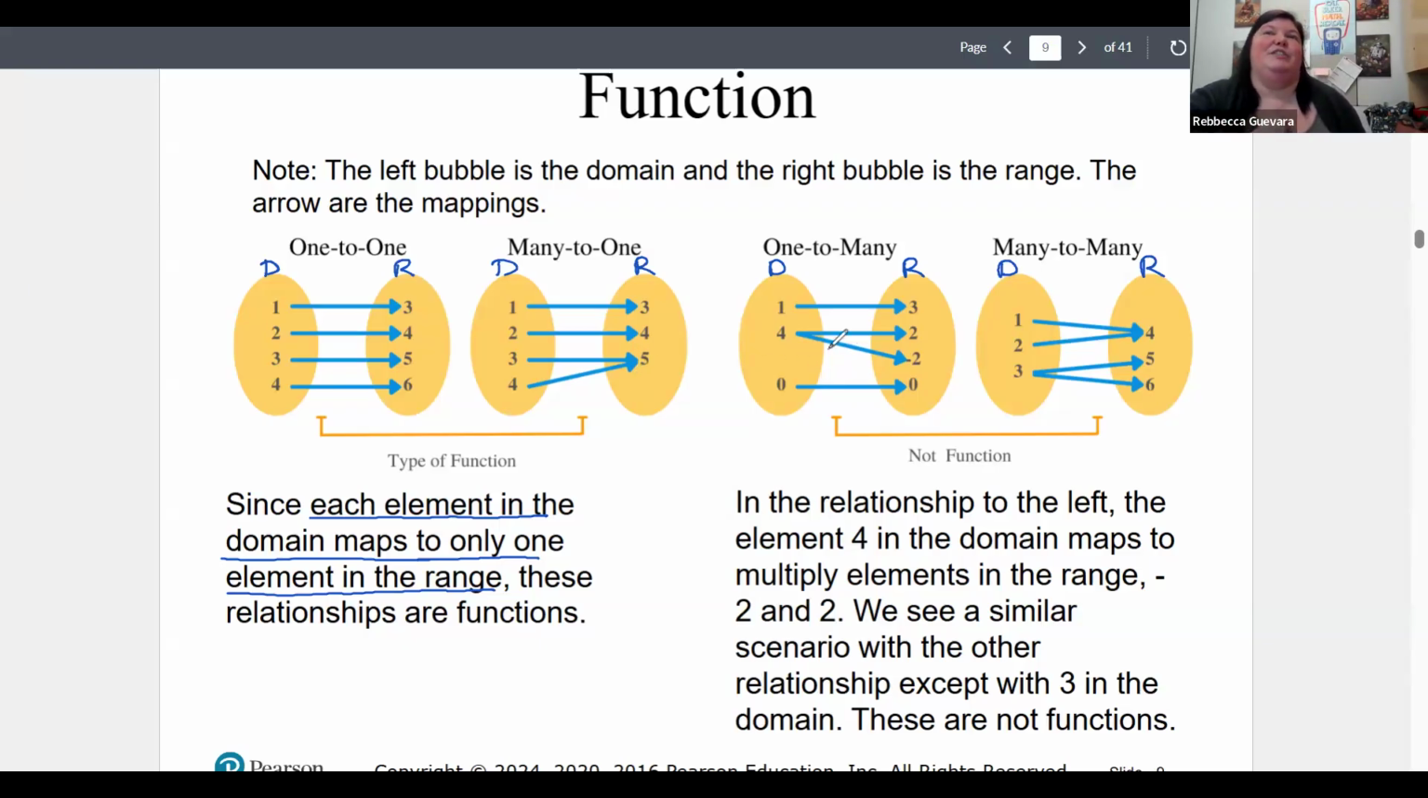What breaks it is situations like this. Here, we've got the one-to-many. So it's different from the many-to-one. One-to-many, 1 goes to 3. Well, that's okay. 1 only goes to one element. 4, however, is going to two different elements. So in the relation on the left, element 4 in the domain maps to multiple elements in the range, which are the 2 and -2. So this is going to cause it to not be a function.